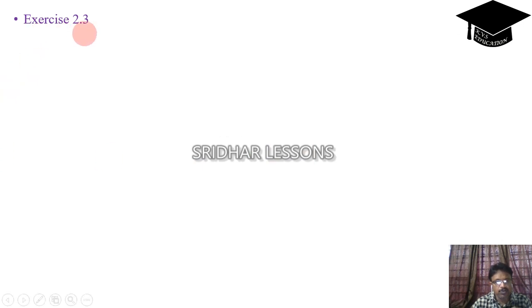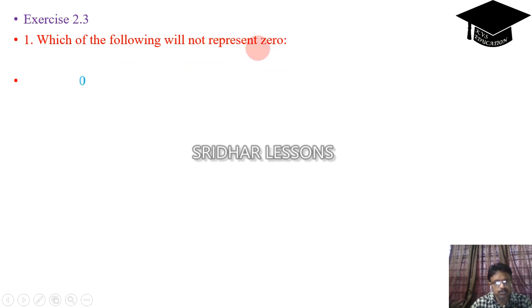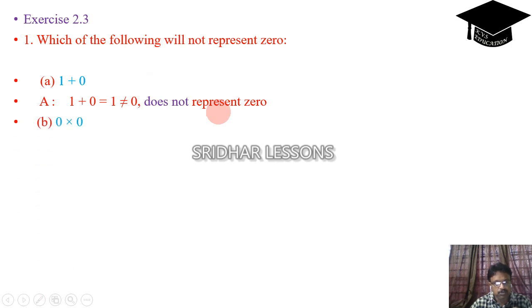Now we will look into exercise 2.3. First problem, which of the following will not represent 0? 1 plus 0. What is the value of 1 plus 0? 1 plus 0 is equal to 1. That doesn't represent 0.